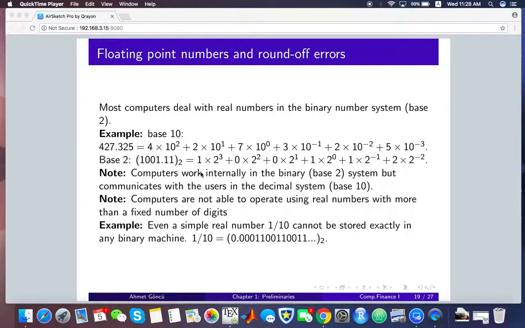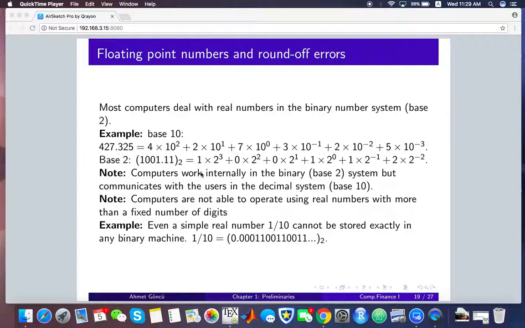In base 2, this can be represented in terms of the powers of 2. So for example, you have 2 to the power 3. You read this as the 0th order, first, second, and third power of 2. So you have 1 times 2 to the power 3, and then 0 times 2 to the power 2, etc. This is just an example. You can represent different numbers in base 2 like this.